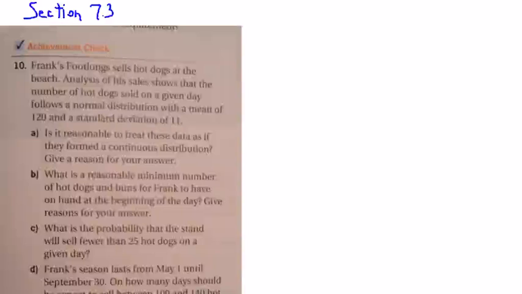It reads as follows. Frank's Footlong sells hot dogs at the beach. Analysis of his sales shows that the number of hot dogs sold on a given day follows a normal distribution with a mean of 120 and a standard deviation of 11.